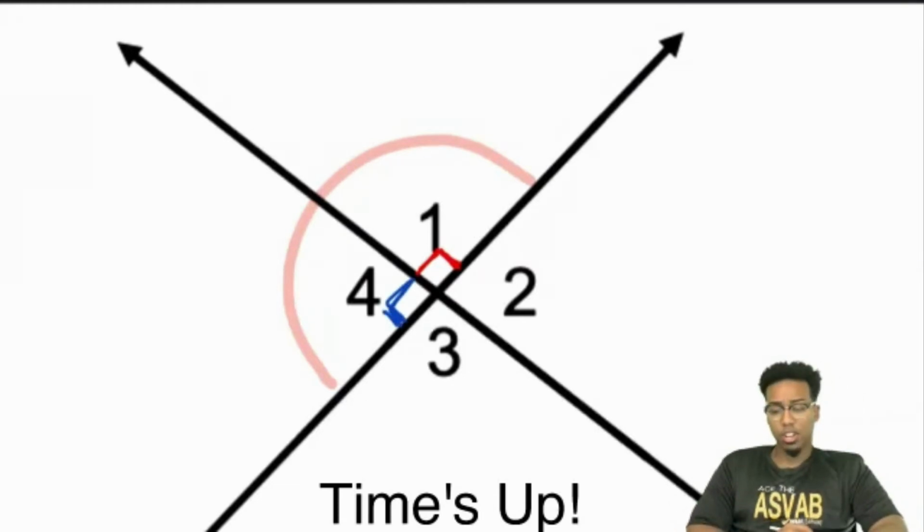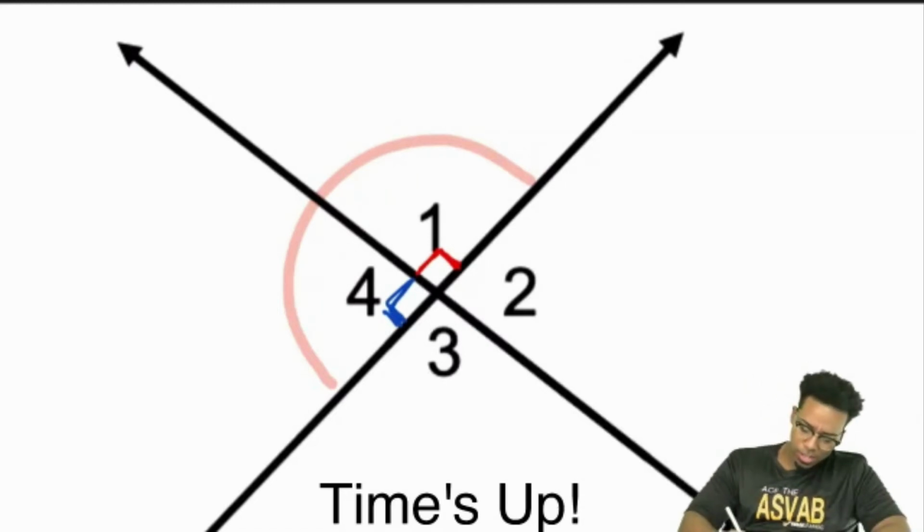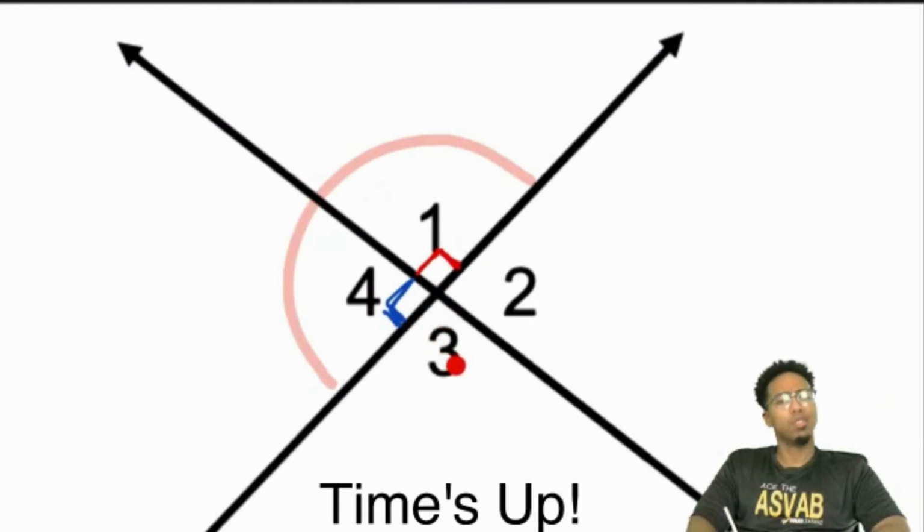Yeah, if it's 90 degrees, it should have a box. So then if this right here is 90 degrees, well, 3 is on the straight line with it. So what does angle 3 have to be? Yeah, that's on a straight line too. If that's 90, and this is on a straight line, then this has to be 90.